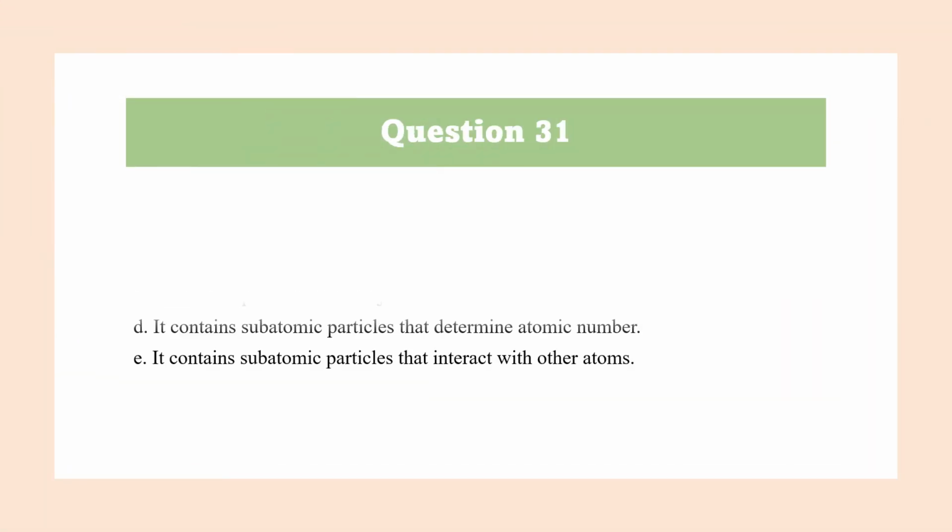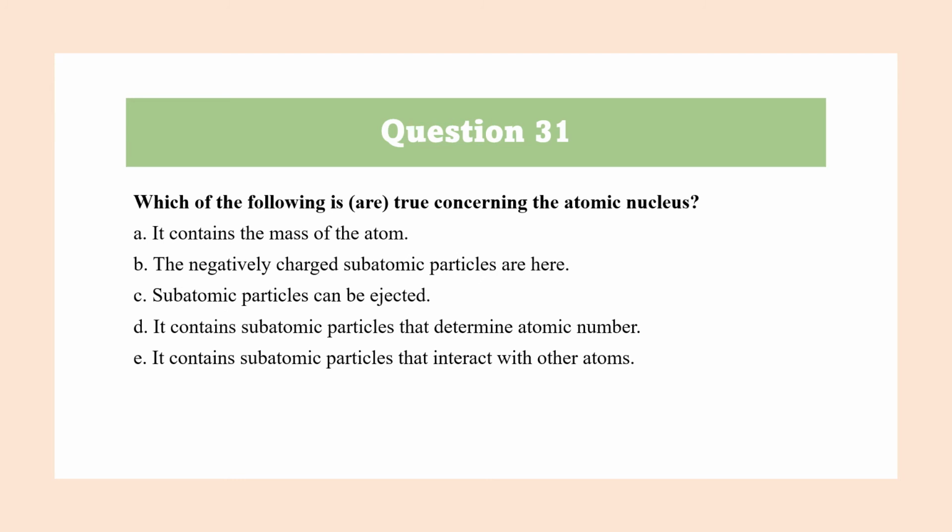31. Which of the following is or are true concerning the atomic nucleus? A. It contains the mass of the atom. B. The negatively charged subatomic particles are here. C. Subatomic particles can be ejected. D. It contains subatomic particles that determine atomic number. Or E. It contains subatomic particles that interact with other atoms. The answer is A, C, and D.